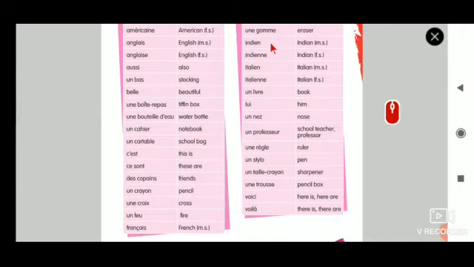Okay, next word. And crayon. Here's crayon. Okay, let's go to the next word. And nez. Here's nez. Okay, now let's go for the next word. Une trousse. Here is trousse. Okay, next word.